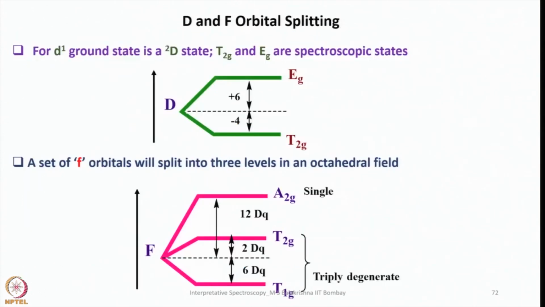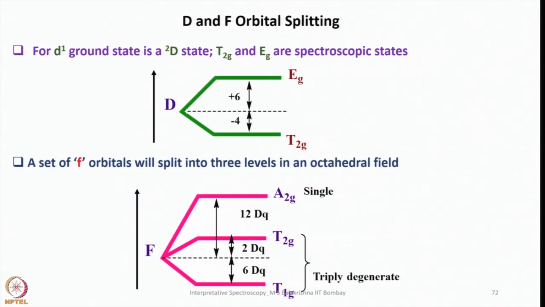Let us come back to now d-d transitions. And let us look into how the d and f orbitals will split. For d1, the ground state is a 2D state. You can determine that one again using the method I showed you. Two states are there, and the states are T2g and Eg, similar to octahedral splitting, and T2g is lower in energy and Eg is higher in energy. This we call the D term.